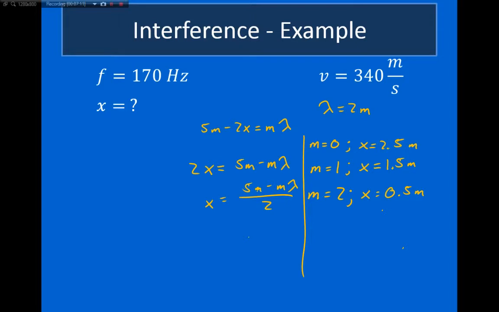However, these aren't the only integers that we can consider. We could also consider numbers like minus 1. That's also an integer. So if we plug minus 1 into this, we would get that x is equal to 3.5 meters. And plugging in m equals minus 2, we get x is equal to 4.5 meters. So these are all of the locations where constructive interference occurs between the two speakers.